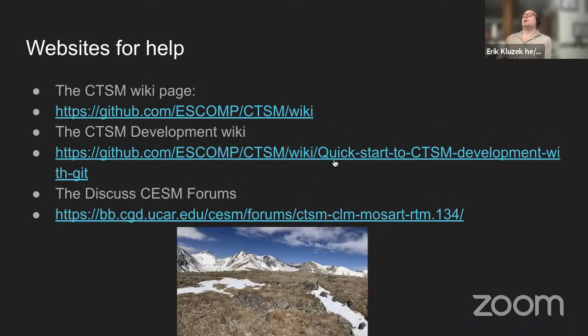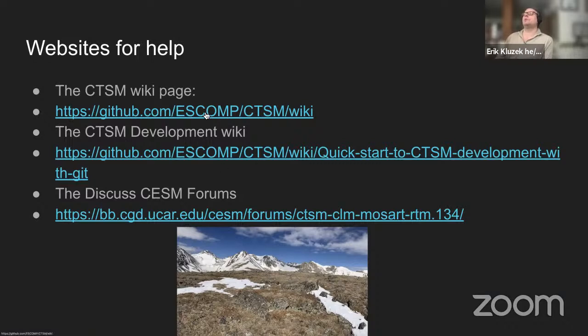And then lastly, some websites for help. So the CTSM wiki page is here. There's a development wiki that shows the development cycle and what you should do in terms of Git and setting up branches and that sort of thing. And then the Discuss CSM forums.